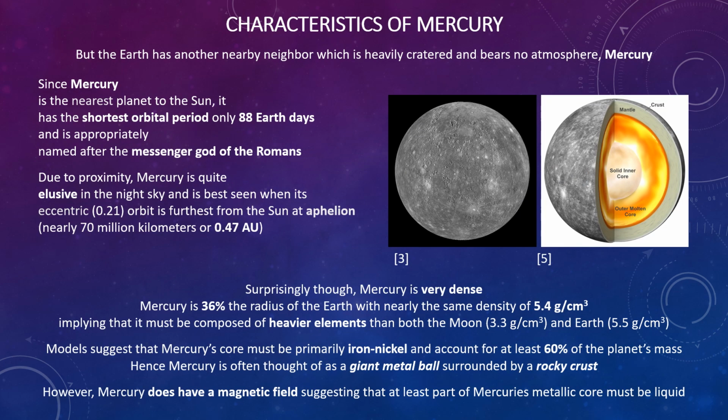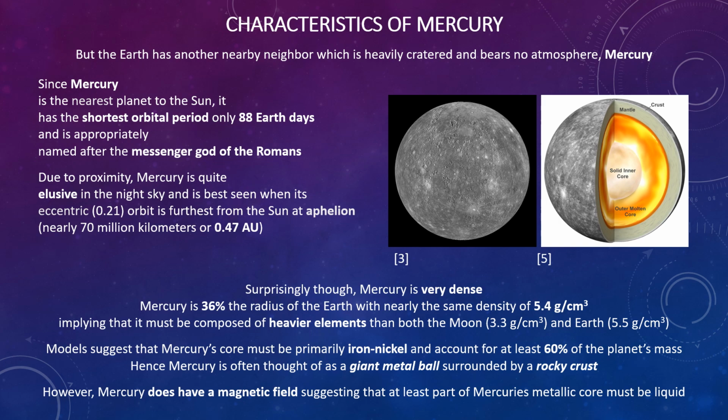So now that we know a lot about the moon, let's look at another rocky cratered neighbor of the Earth that has no atmosphere. Let's look at Mercury. Since Mercury is the closest planet to the Sun, it has the shortest orbital period, with a Mercury year being equivalent to only 88 Earth days. And so it was nicknamed Mercury. It was named Mercury for the Roman messenger of the gods who had to be very fast.